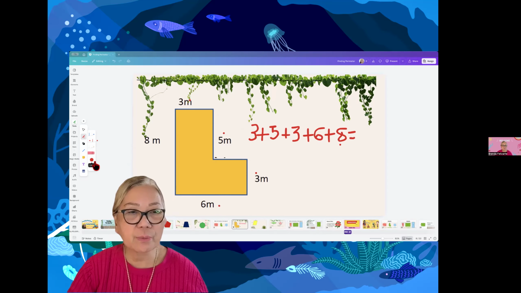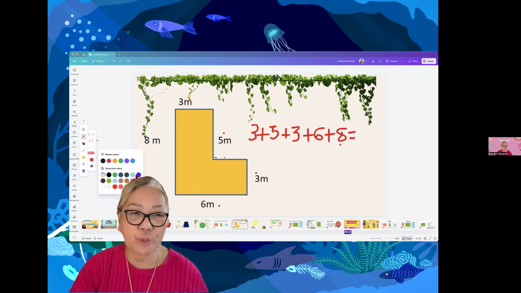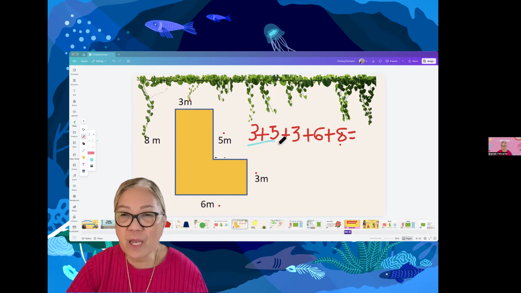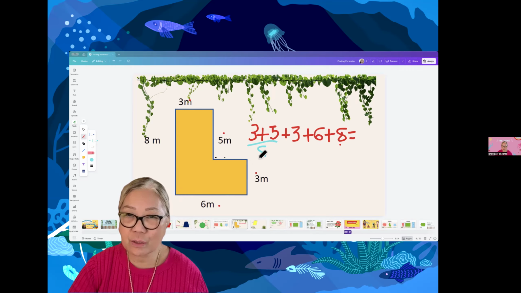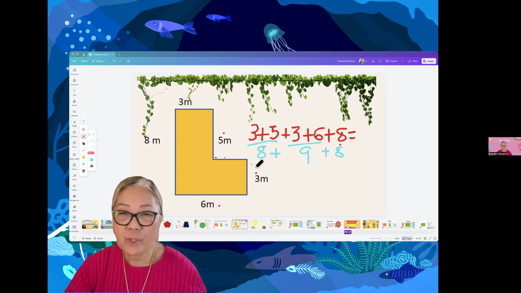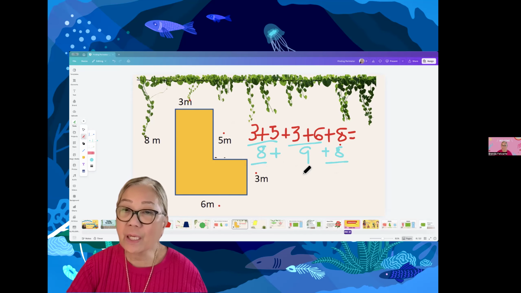So, in this case, sometimes I would combine terms. 3 plus 5 is 8. Okay. 3 plus 6 is 9. So you now have 8 plus 9 plus 8. Double, double. 8 plus 8 is 16. What's the remaining one? 9.